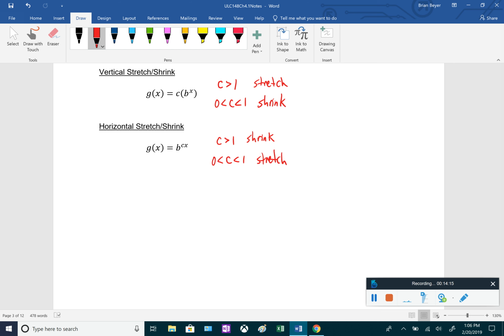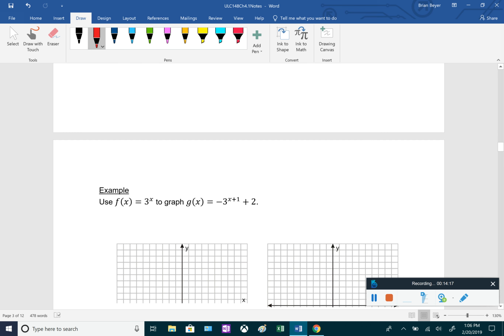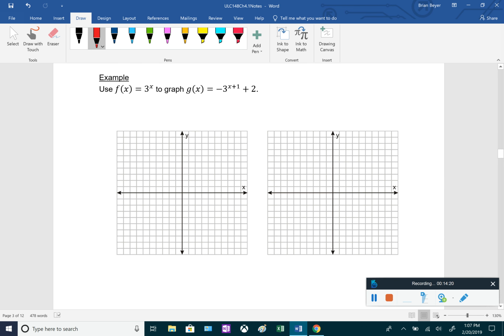So let's do an example of this. We're going to use f of x equals 3 to the x to graph g of x, which is negative 3 to the x plus 1, and then plus 2. We always need to start with what I call the basic function or the parent function. In this case, the basic function is what they gave us, y equals 3 to the x. So we need to graph that.